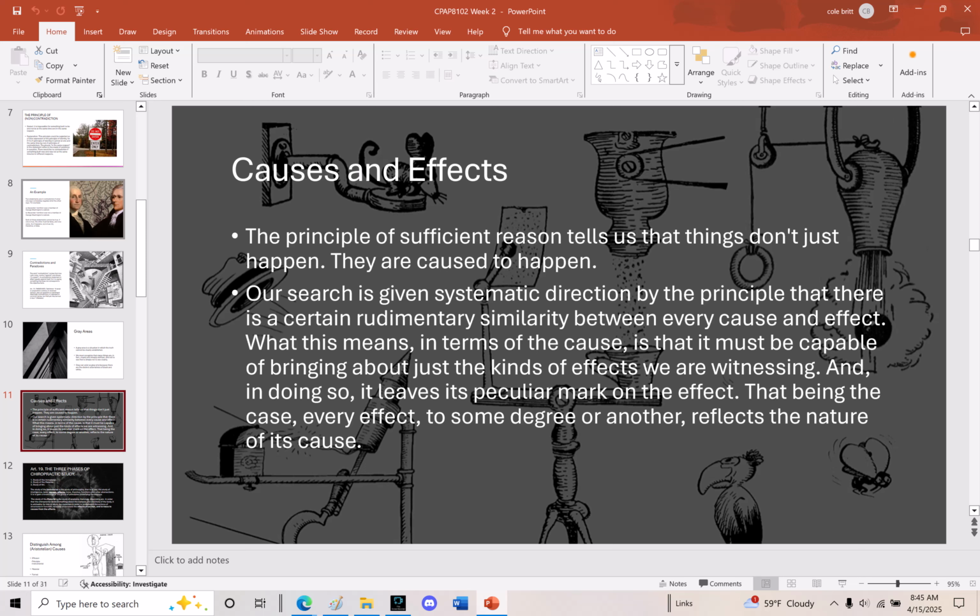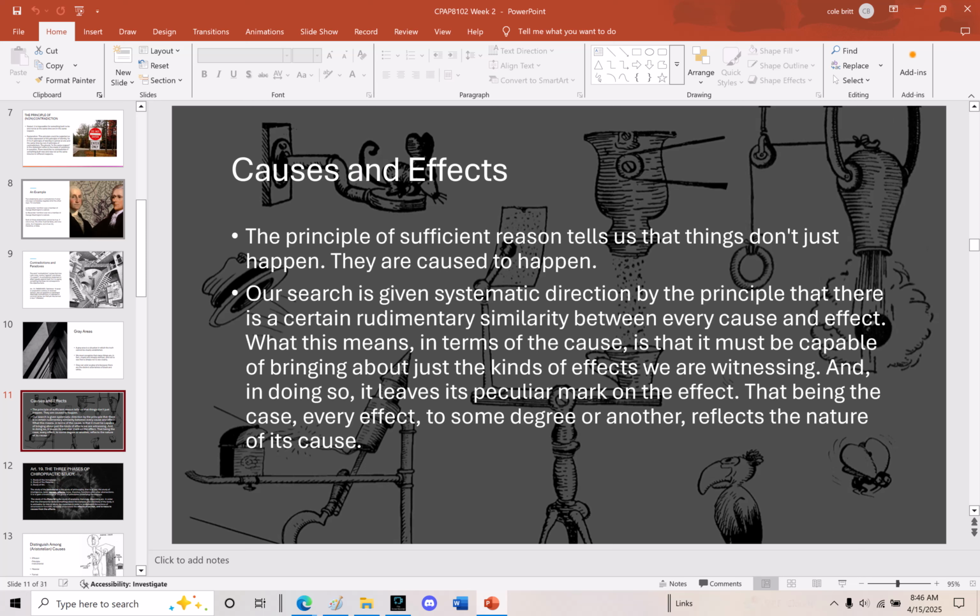Our search is given systematic direction by the principle that there is a certain rudimentary similarity between every cause and effect. What this means is, in terms of the cause, that it must be capable of bringing about just the kinds of effects that we're witnessing. And in doing so, it leaves its peculiar mark on the effect. That being the case, every effect to some degree or another reflects the nature of its cause.